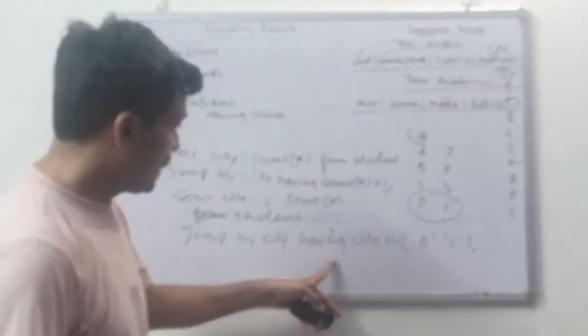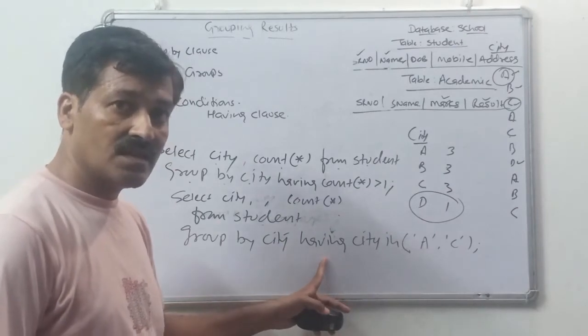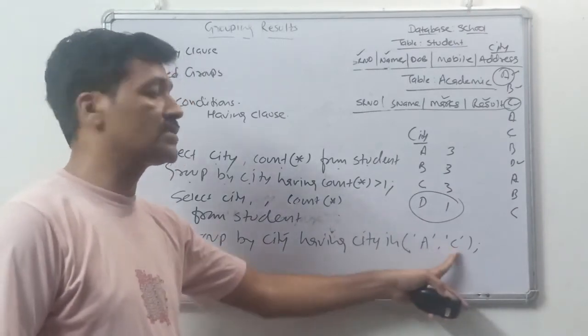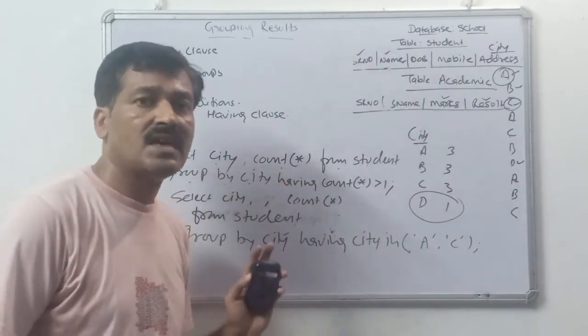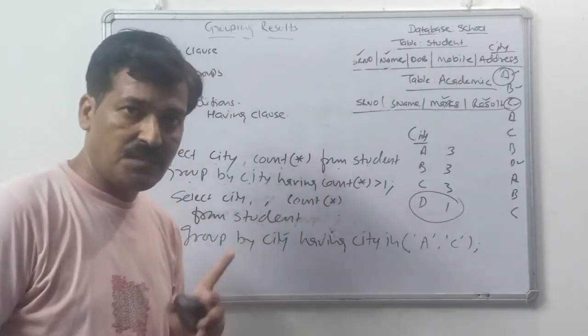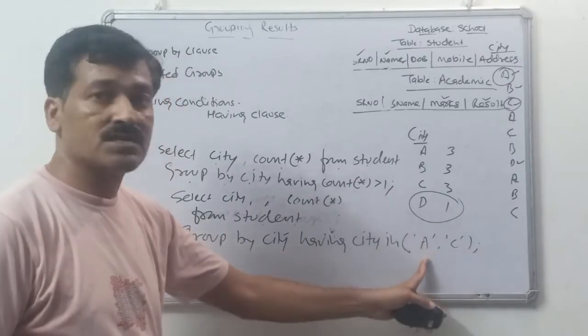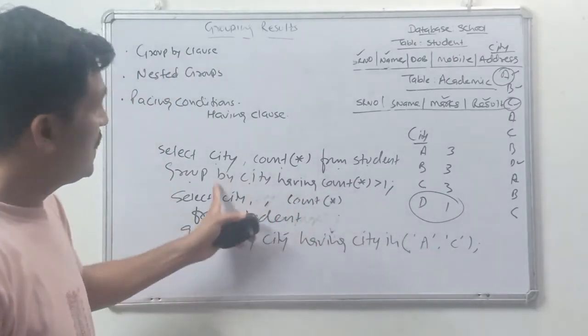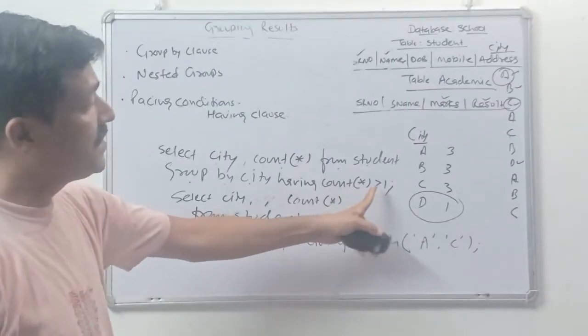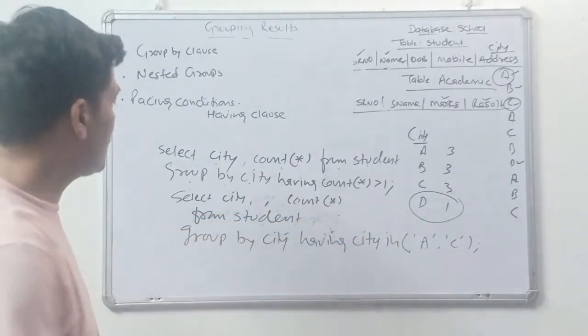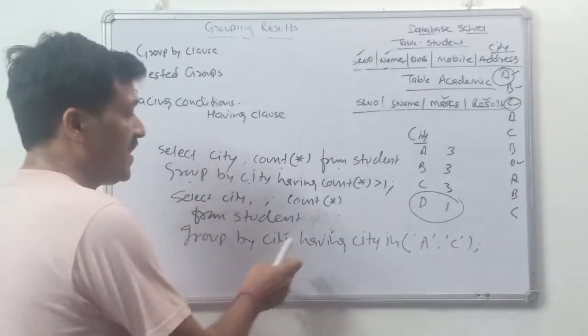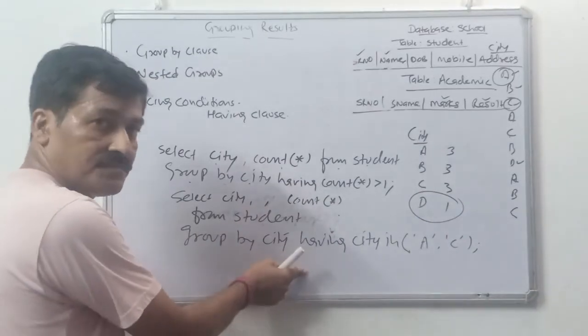Now this is the condition placed. The groups will be created of these two cities only, A and C. Rest all the cities will be excluded. We place the condition to make a group of these two. Here, to make the group where count is more than one. So we can place the conditions on groups using this having clause.